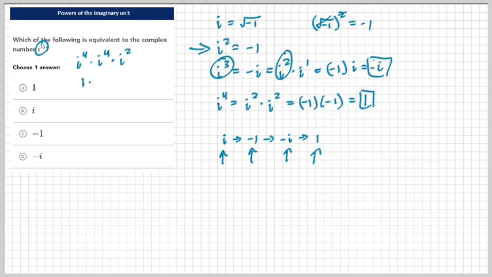So you have 1 times, what is i to the second? Negative 1. So what's my answer? Negative 1. All right, you guys follow my logic? Yeah. Simple, yeah?